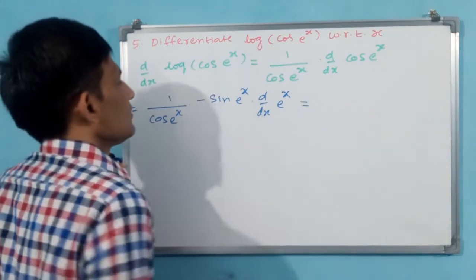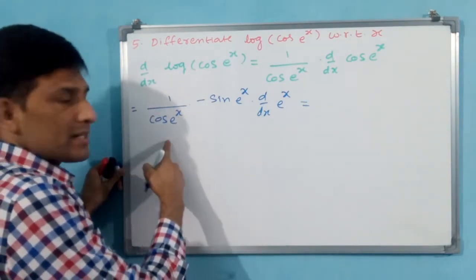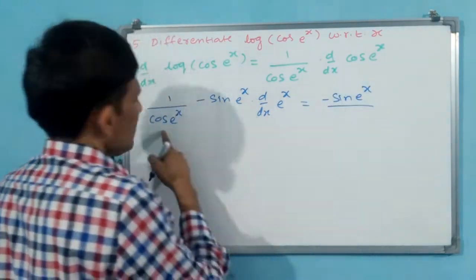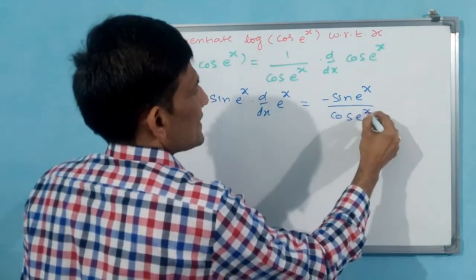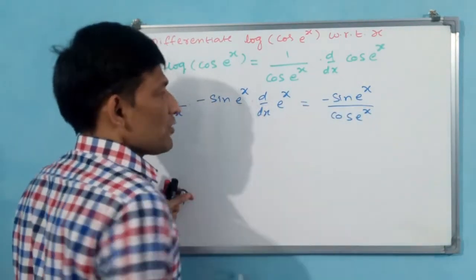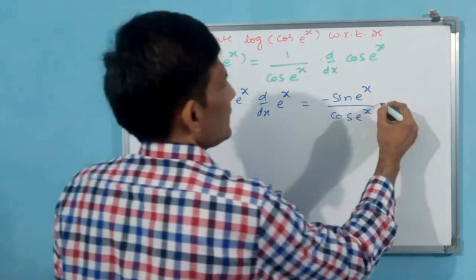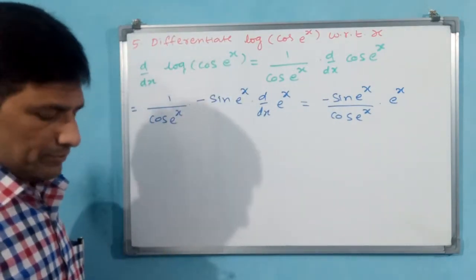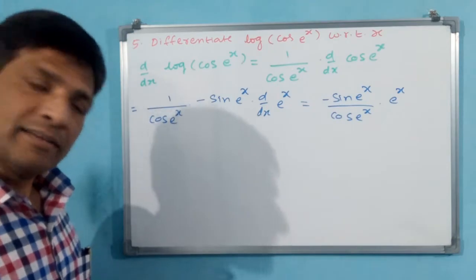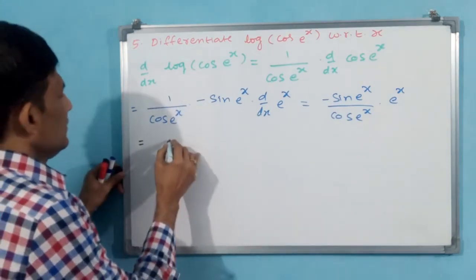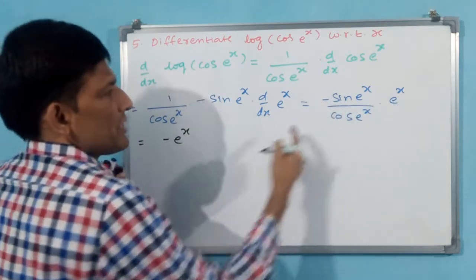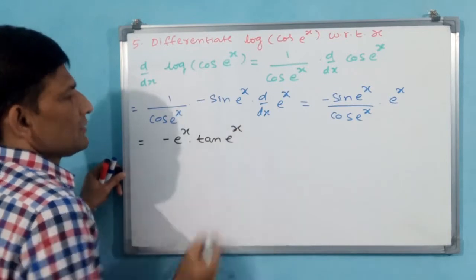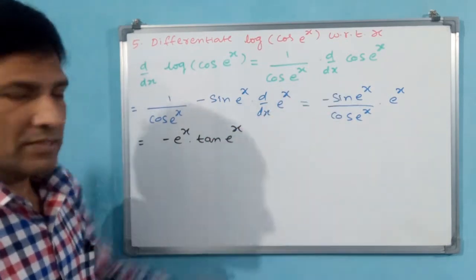Now write down that is equal to minus sin e power x in the numerator, and the denominator is cos e power x. Now you tell me, d by dx of e power x is e power x, that's all, into e power x. Finally, how can you write this? Sin by cos, can you write tan? Definitely you can write tan. Write it down: minus e power x, I am taking e power x to the front, tan e power x. Why? Because there is no cos in the denominator, sin by cos, tan will be taken.